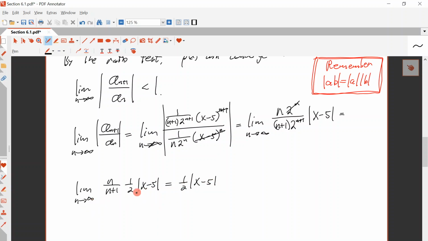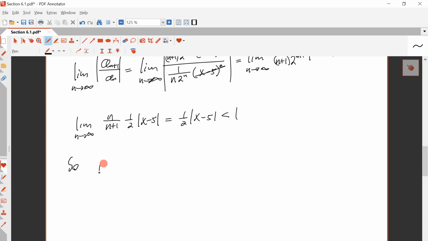Okay, x is different than n. So x is just sitting there as n moves to infinity. So in this limit, this bit is 1, this bit is a half, this bit is x minus 5. And you want that to be less than 1 for absolute convergence. So P of x converges absolutely when one half absolute value x minus 5 is less than 1, that is when absolute value x minus 5 is less than 2.